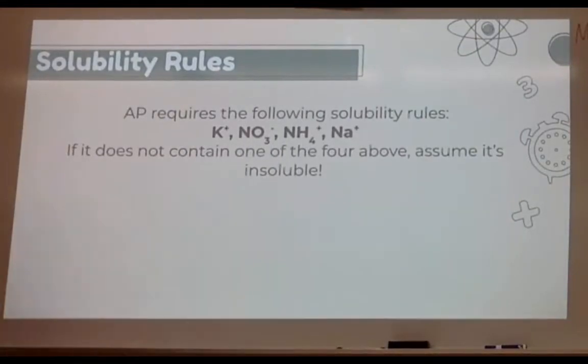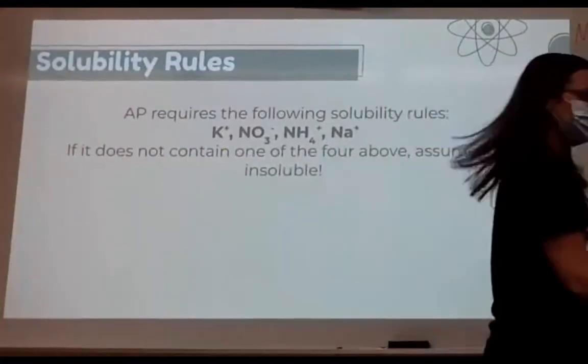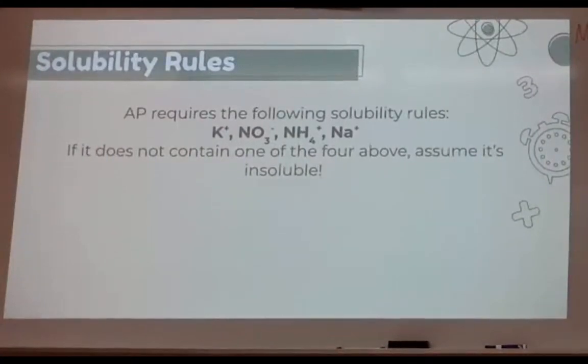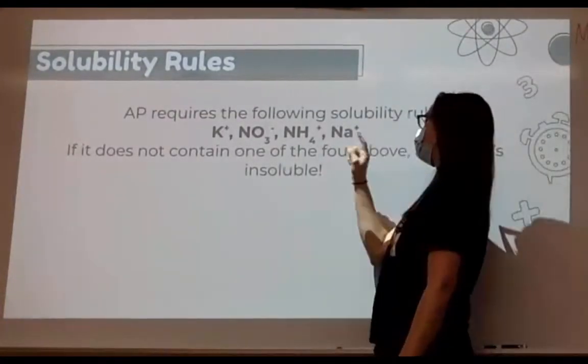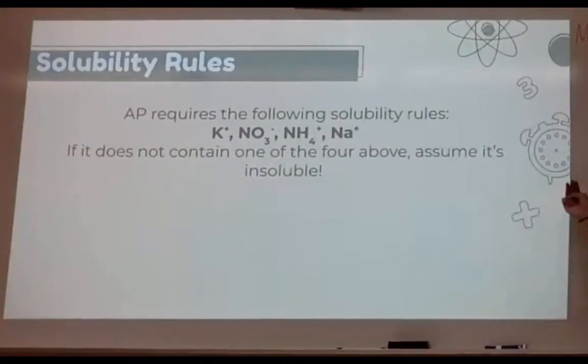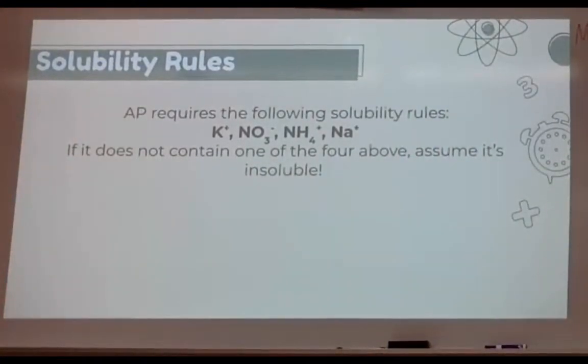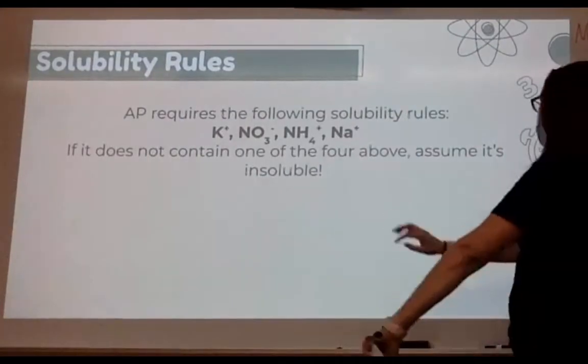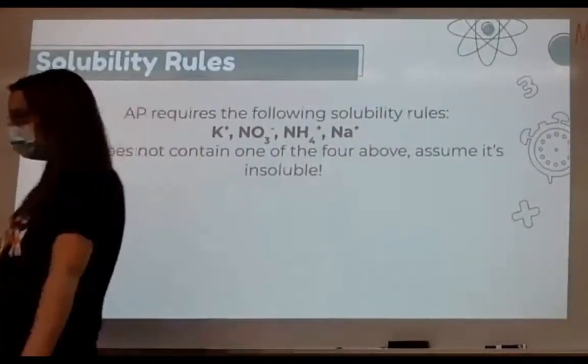They're excellent. So, solubility rules. The only solubility rules that you guys need to know are potassium, nitrate, ammonium, and sodium. If it does not have potassium, nitrate, ammonium, or sodium, you assume it's insoluble. If it has one of those four, then you assume it's soluble. Right? That's it. Those are the only solubility rules you need to know.